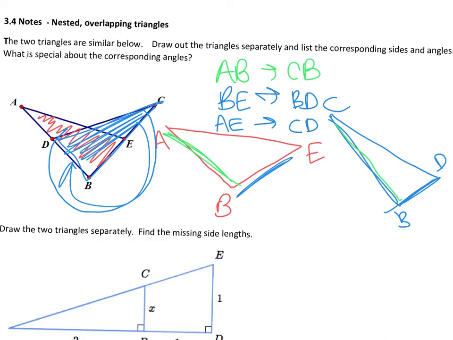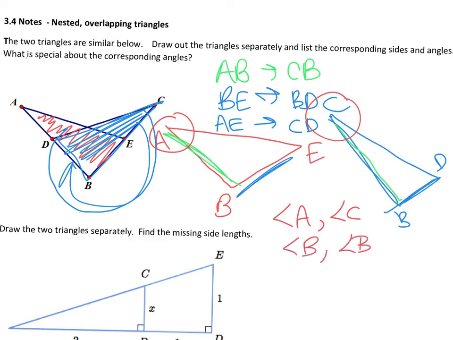Now I can list out the corresponding angles. Corresponding angles are congruent. So angle A is congruent to angle C. Angle B is congruent to angle B. And angle E is corresponding to angle D and is also congruent. So that was a more difficult one to visualize, but you can turn it around and see that they're similar.